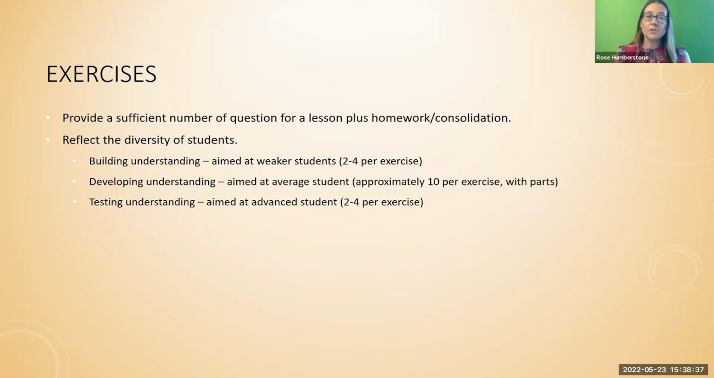I would then get those students to continue on with the developing understanding questions. For an average student, I would get them to start with the developing understanding questions, and I would get them just to do those questions. Whereas for my more advanced students, I would get them to start with developing understanding questions so that they can build and consolidate their skills. And then I would also get them to do some testing understanding questions to really extend and test whether they deeply understand the concepts being taught.